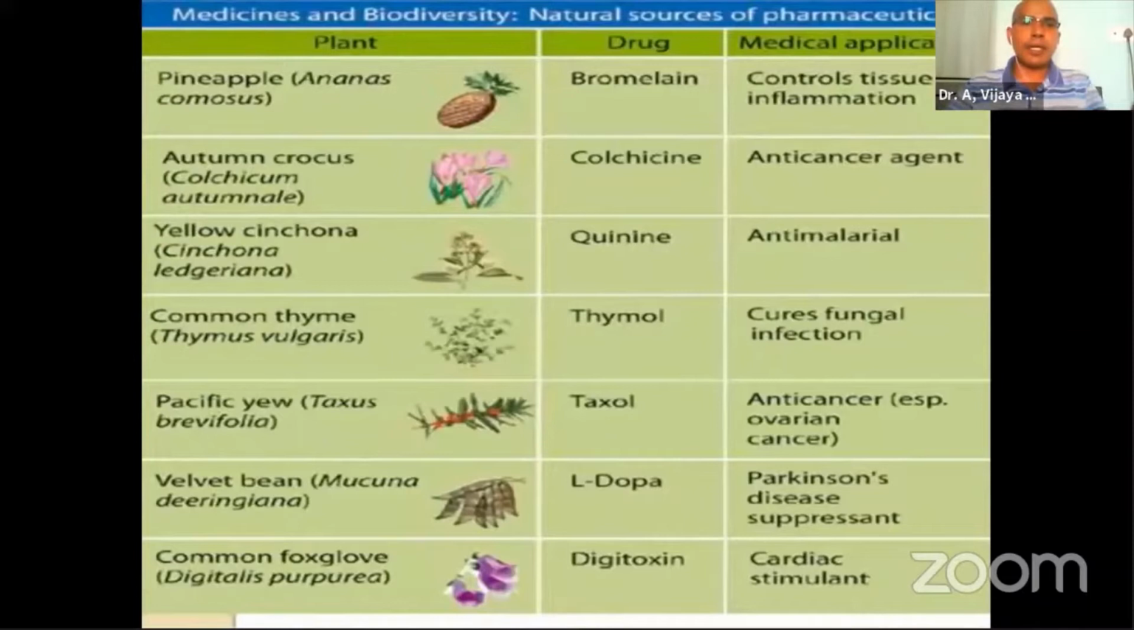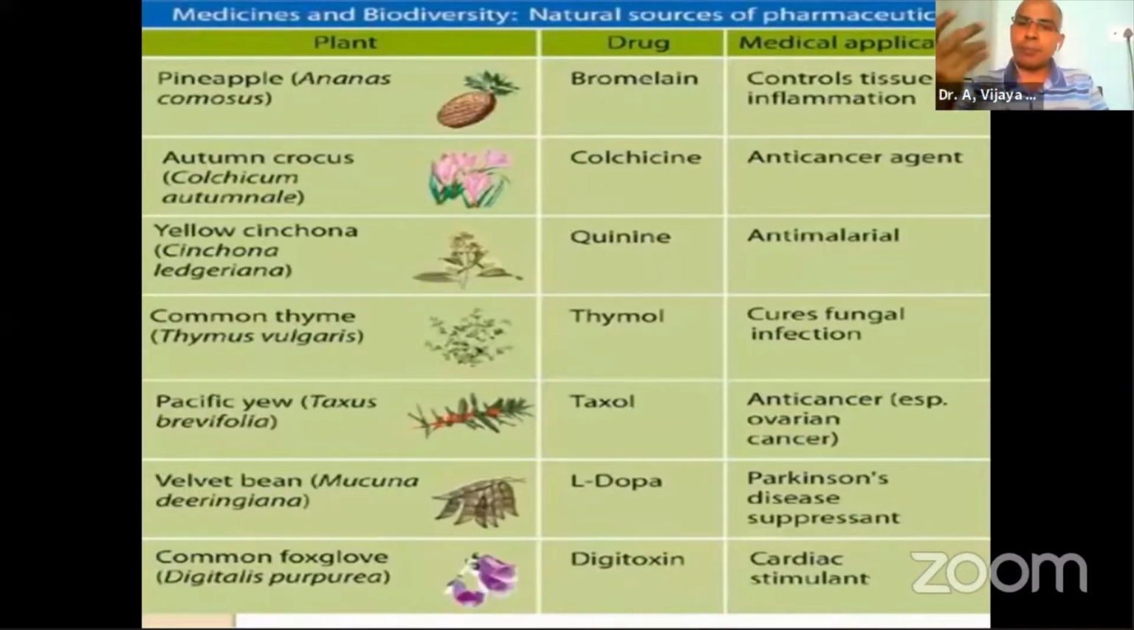And here are some important plants. We get the drug bromelain from the pineapple, which is used to control tissue inflammation. Some are anti-cancer agents, like colchicine that we get from Colchicum autumnale, and also Vinca rosea, vincristine, and vinblastine. Anti-malarial drugs are also available in nature. That's the quinine drug we get from Cinchona officinalis or Cinchona ledgeriana.